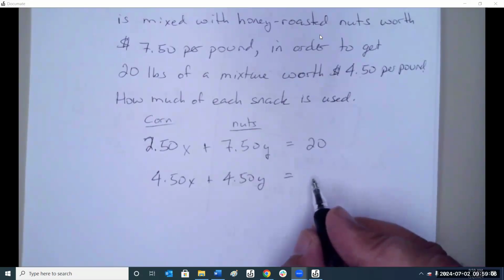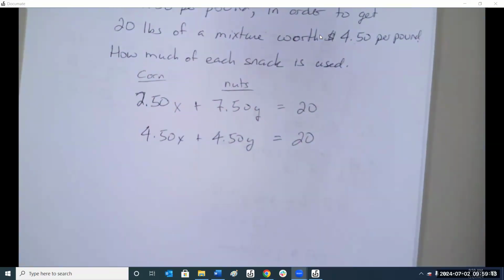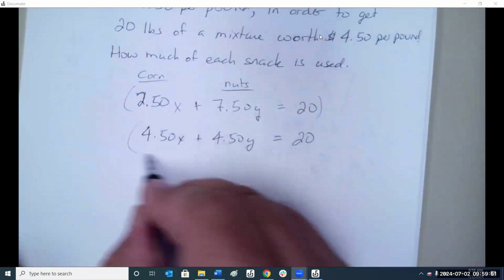Equals what? 20, yep, but still 20 pounds. So we're going to use which method to solve this? Okay. I like elimination, but we use substitution. What would you do first? Always get rid of the decimals, because decimals are the same as fractions. In other words, how would we get rid of the decimals in both of these?